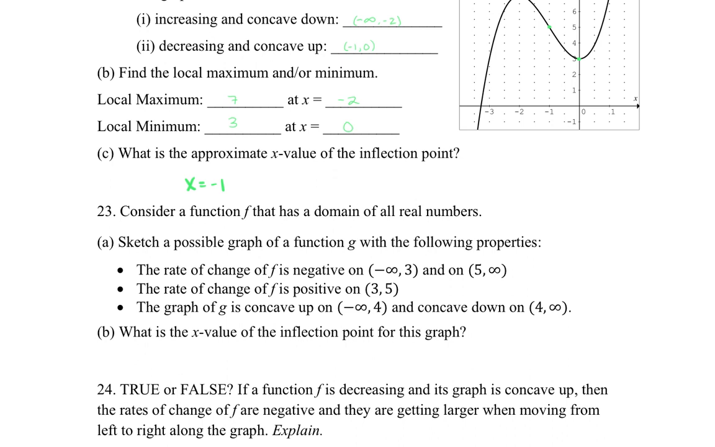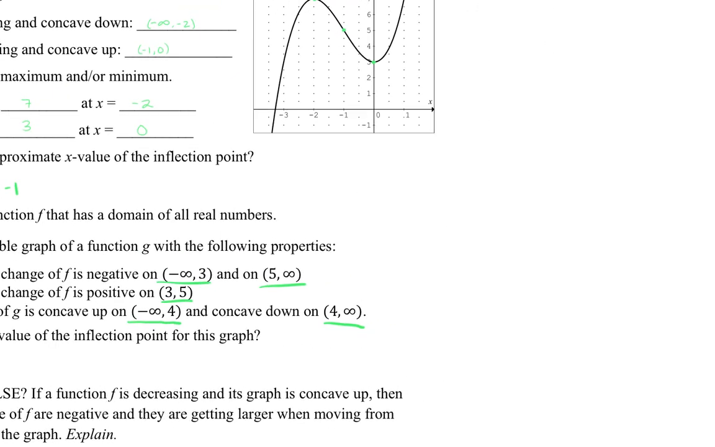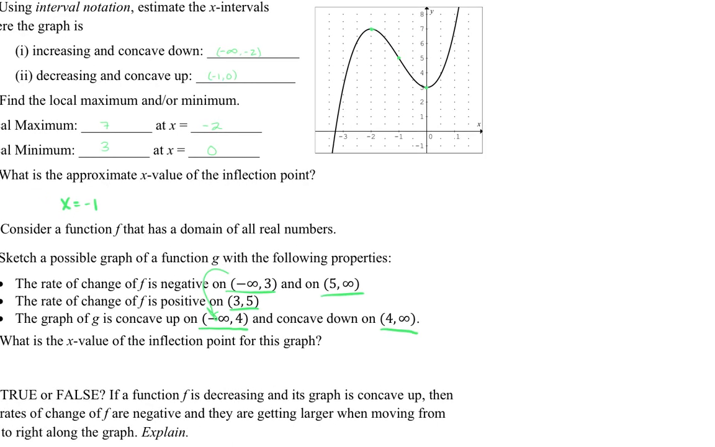Now for question 23, we want to consider a function f that has a domain of all real numbers. So we know that the graph is going to have a negative rate of change on this interval. It's positive between those two. It's concave up here and concave down here. So first I'm going to focus on that negative rate of change. We know that during that whole time, we're going to be concave up. So that's how I'm going to draw that.